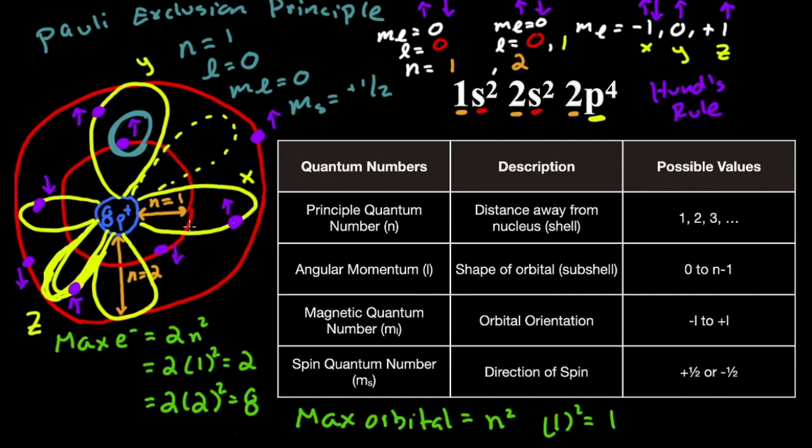And now let's figure out the maximum number of orbitals that can be in an n equals 2. So what we'll do is we'll say we have 2 for the n value, and then we square that, and that's going to be 4. And so there are 4 orbitals that can exist in an n equals 2.